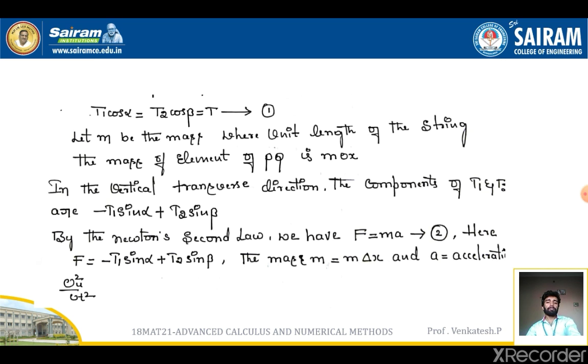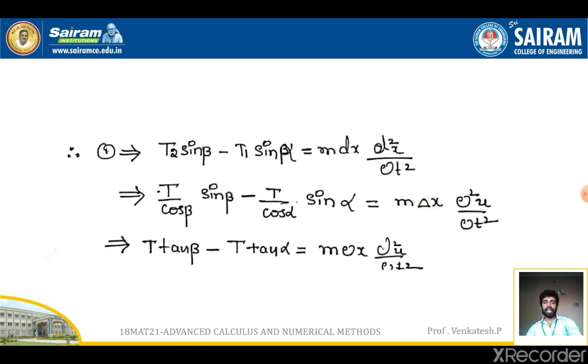And for the string PQ, the distance PQ, the mass will be given by m into delta x, and the acceleration is given by ∂²u/∂t². So now I'm going to incorporate all this force, mass and acceleration in equation number 2. So I'll be having the equation like this now.